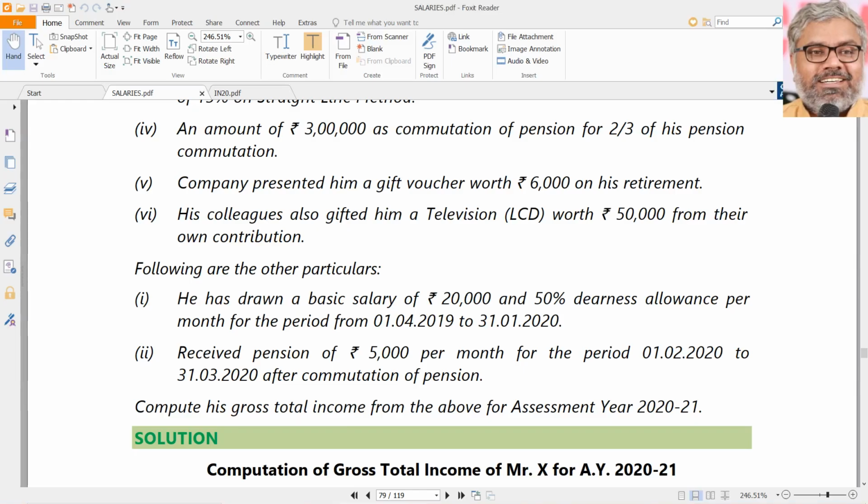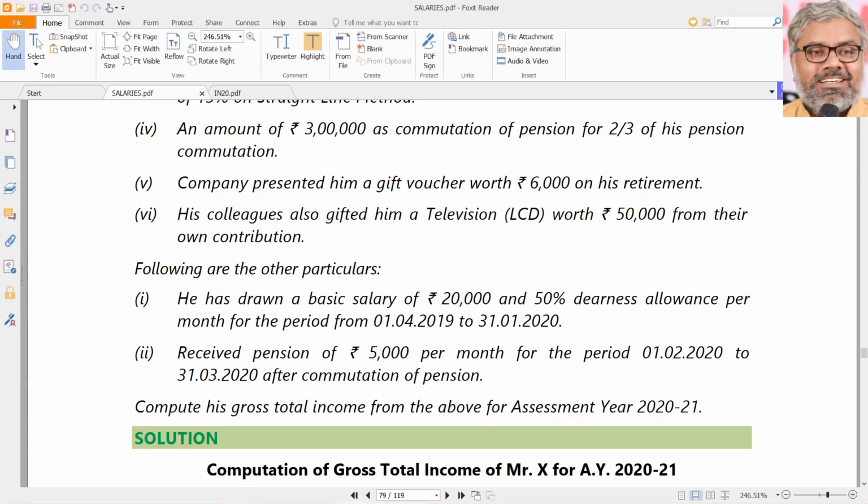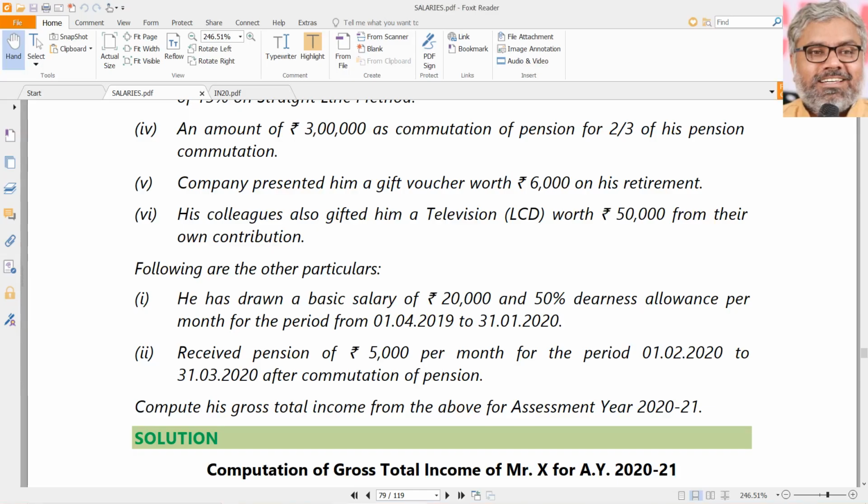So first of all, retirement and all happens later, but he was in service for some time, so let us take that information first. Basic salary of 20,000 rupees per month, DA of 50% per month was drawn for a period of 10 months. So let us take one by one. Basic. In the exam you can show the calculation very clearly. 20,000 into 10, that comes to 2 lakhs. For small calculations you can show in the bracket, for bigger calculations you can show them in the working notes. So 20,000 into 10, that is basic.